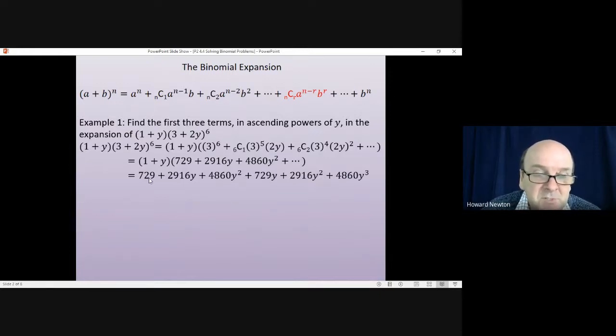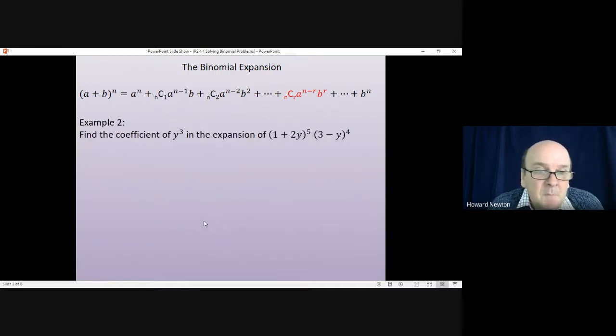The constant term is just 729. The y terms are those two terms added together, and the y squared terms are those two terms added together. That gives us the first three terms. We don't need the y cubed term, that would be the fourth term, and we don't need any higher powers either. So that will be the answer.